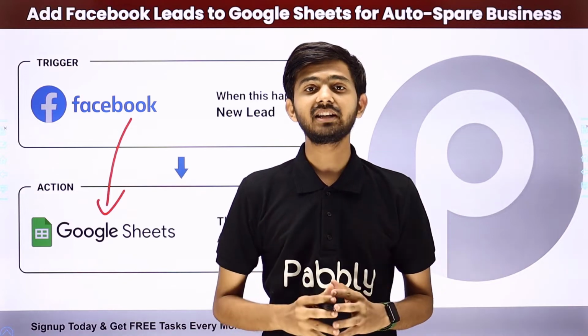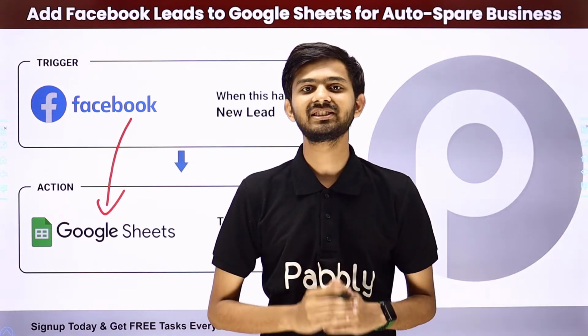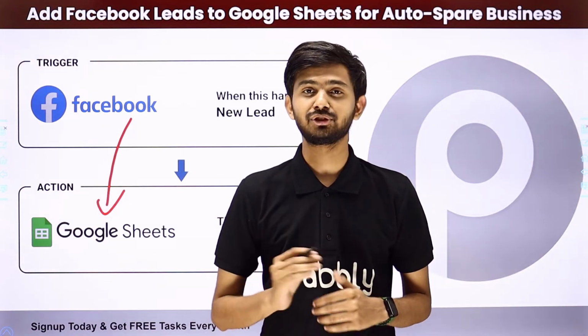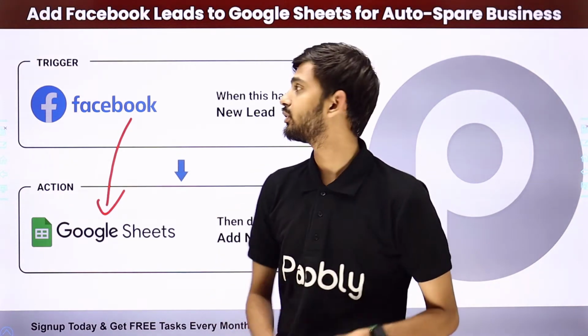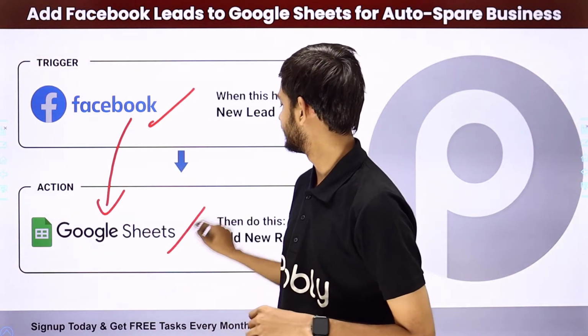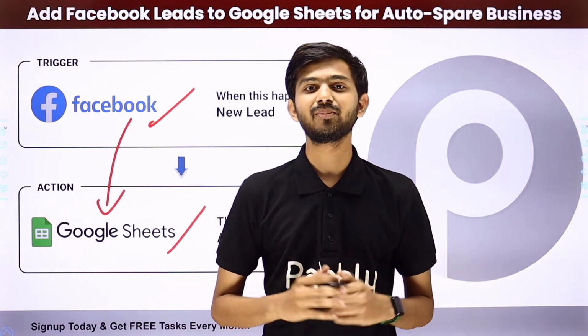For creating this integration, we are going to use Pabbly Connect, which is an amazing software for automation and integration. In Pabbly Connect, we are going to use trigger and action. In the trigger application, I'm going to use Facebook Lead Ads. In the action application, I'm going to use Google Sheets. So how am I going to create this integration? For that, let me take you to my computer screen.